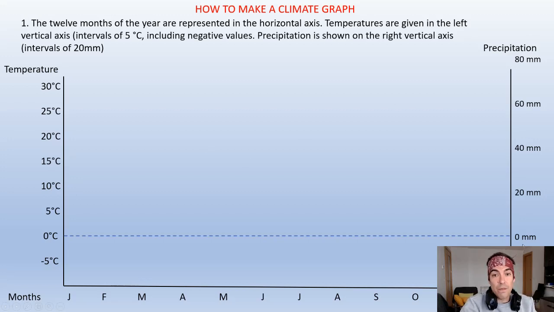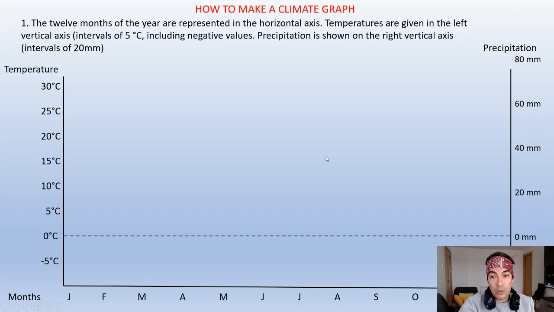On the right vertical axis, you have to draw the precipitation, okay? At the same point of the 0 degrees in temperature, you have to put the 0 millimeters of precipitation. And then you have to draw the values, which are here in intervals of, that's my advice also, intervals of 20 millimeters, 20, 40, 60, etc.